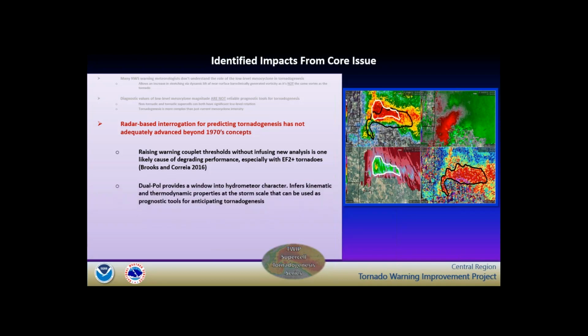So because of that, we have to start using things like dual pole, as it does open a whole plethora of new interrogation techniques that can use the hydrometeor character to infer both kinematic and thermodynamic properties at the storm scale. And these create new prognostic tools for anticipating genesis. And I hate to state the obvious here, but a lot of people don't get the difference here. We're not talking about a tornado debris signature, as it would be a little hard to call a TDS a prognostic tornadogenesis tool when obviously it's suggesting an ongoing tornado or one that already occurred and is now dissipated.